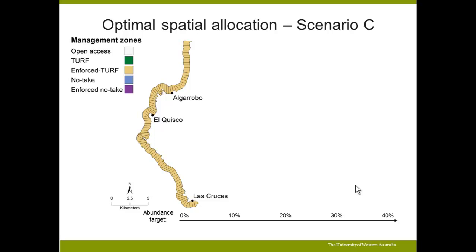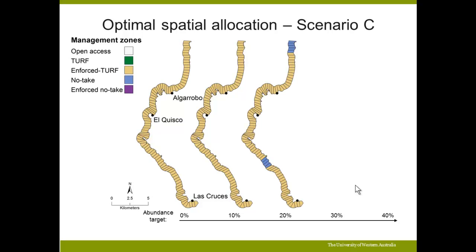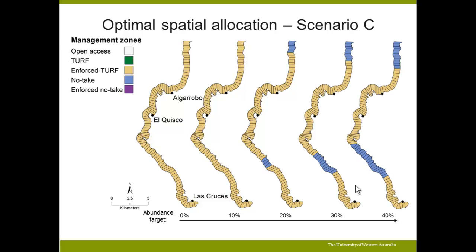And this is the allocation of our study area amongst the different management zones. So when we don't have any conservation target, we're managing the study area purely for fisher revenue. The optimal allocation is to put it all into an enforced turf area, into this mustard yellow area. That actually doesn't change as we introduce a moderate abundance target. We still keep everything in this enforced turf. And then as we start to increase that target to 20%, 30% and 40%, some of these no-take areas start to be selected as well. So it's a logical result.